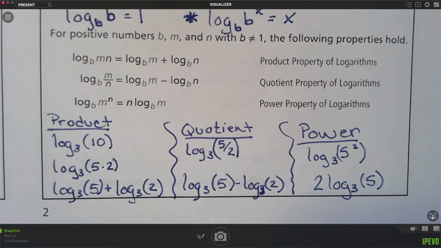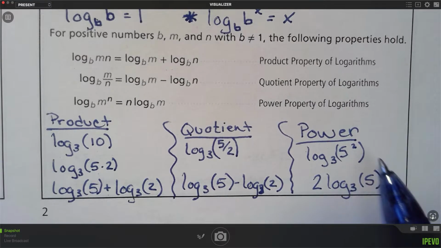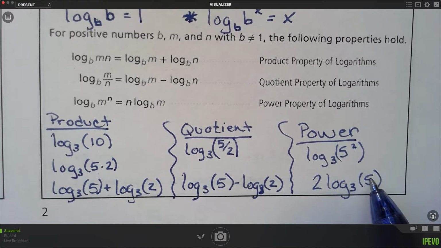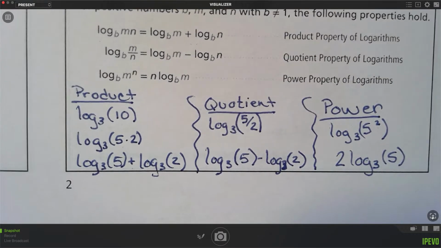No, it wouldn't be identity. I could throw the identity in if I had log base 3 of 3 squared. Then you bring out the 2, and log base 3 of 3 is 1.